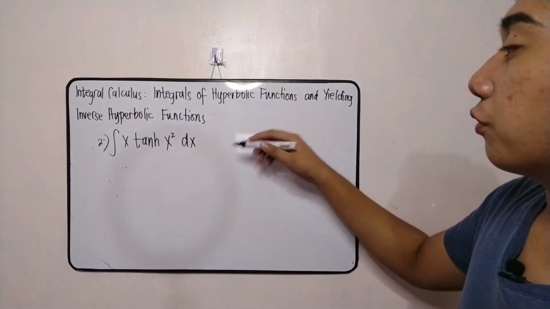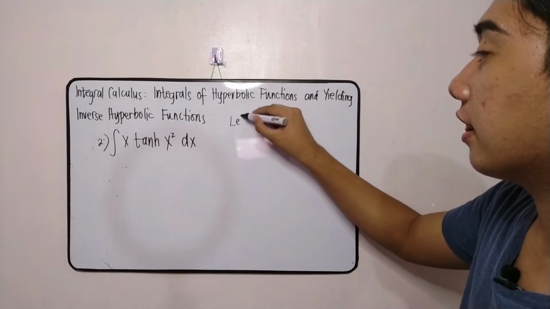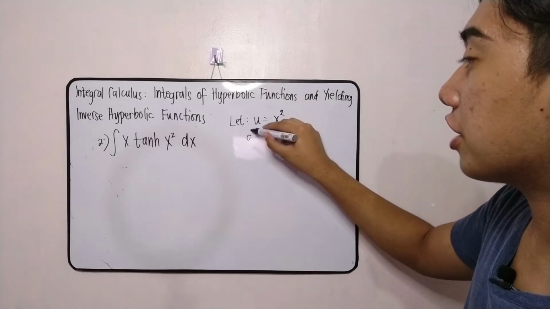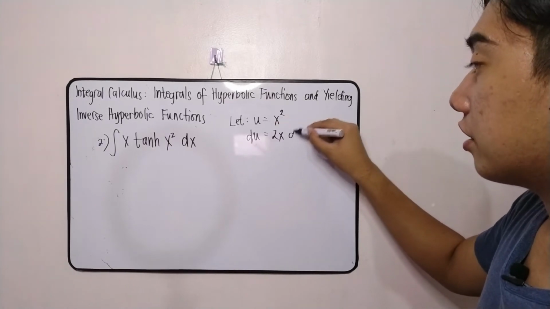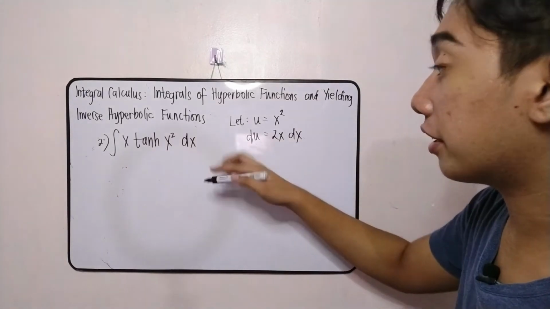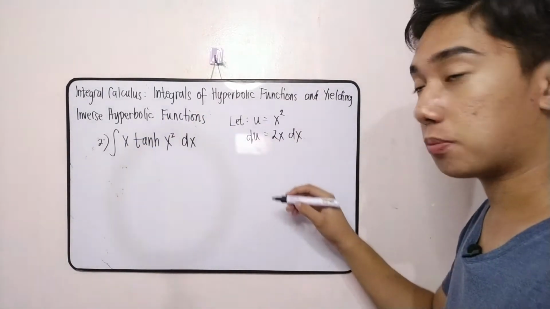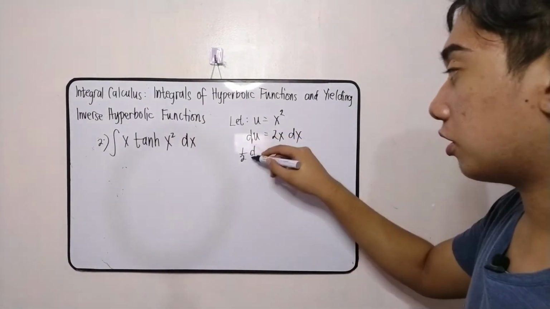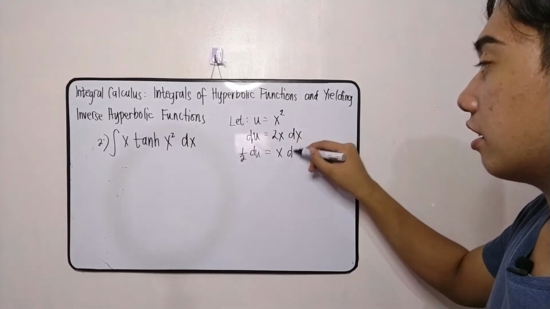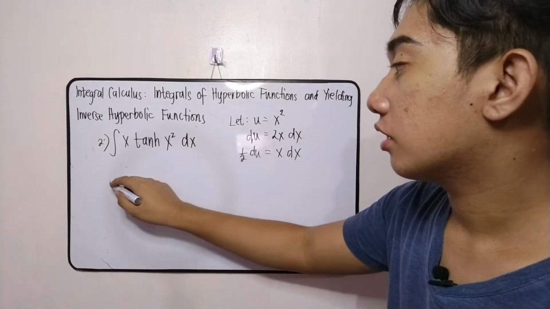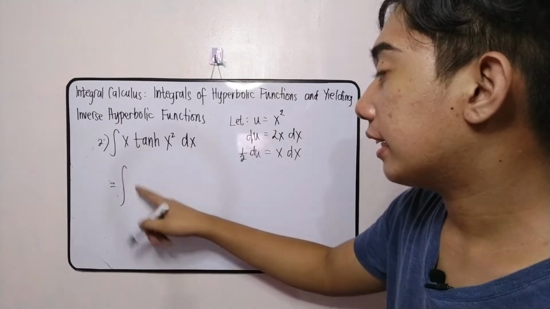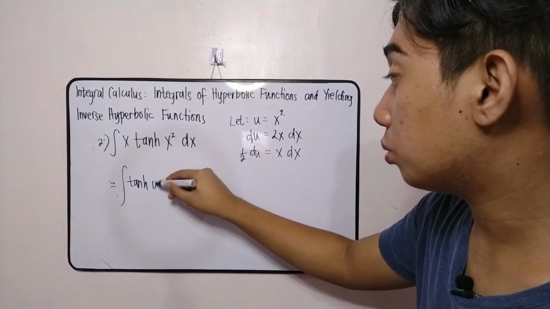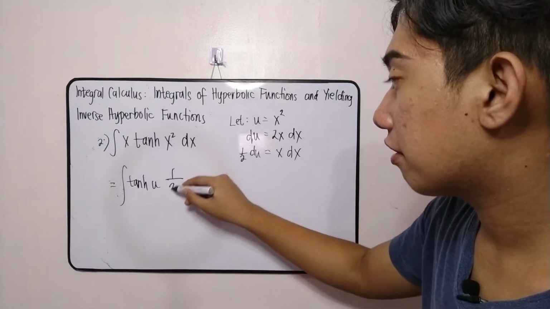Okay? So, for u substitution, let u is equal to x squared. And our differential is 2x dx. Since there's no 2x dx in this expression, we will divide both sides by 2. So, this becomes 1/2 du is equal to x dx. Now, we can plug in our values. So, our answer now will be the integration of hyperbolic tangent of u times 1/2 du.